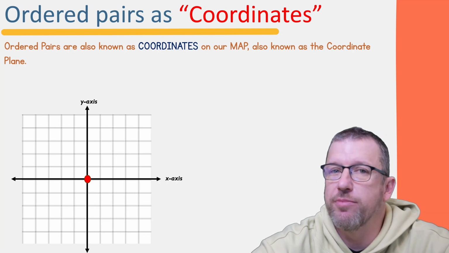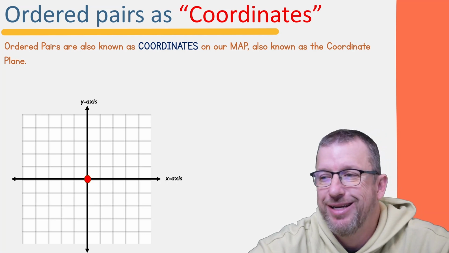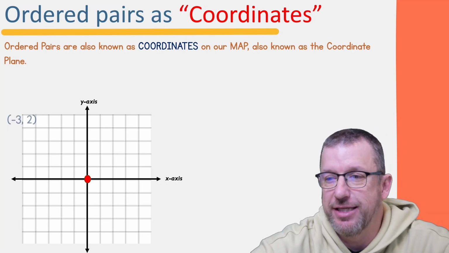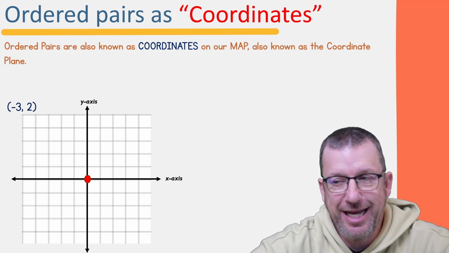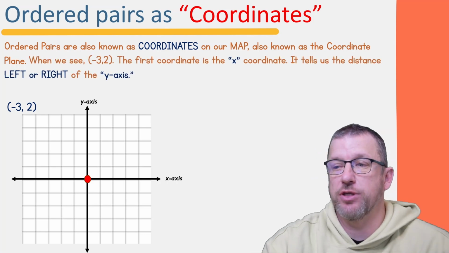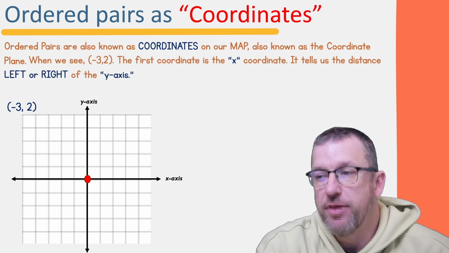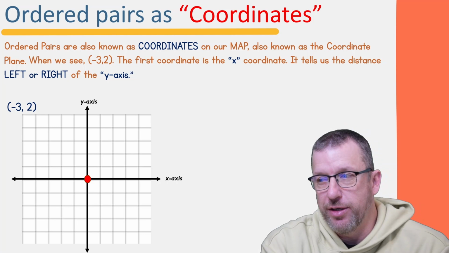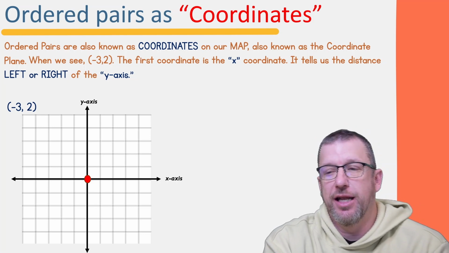And so we also call them coordinates. When you think of an ordered pair, it's the coordinates on how to find a destination. Okay, so again, if we're looking at (-3, 2), that's our ordered pair that we're going to think of as a coordinate. When we see this, the first coordinate is the x coordinate, and it tells us the distance left or right of the y-axis.